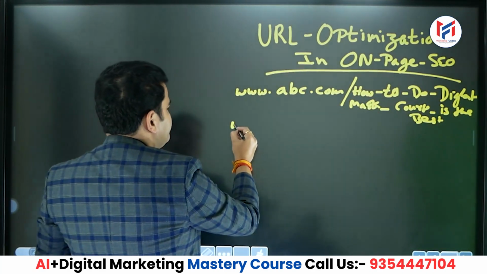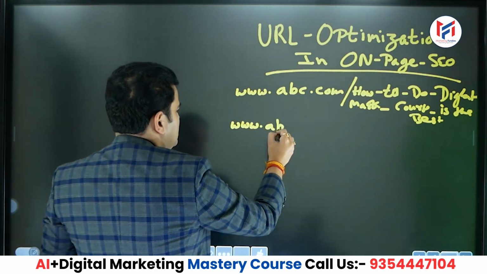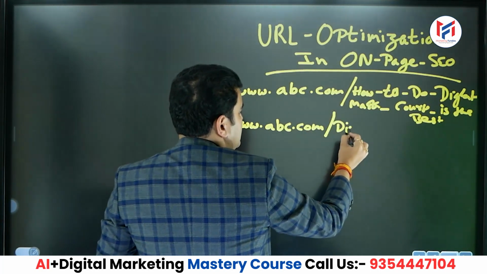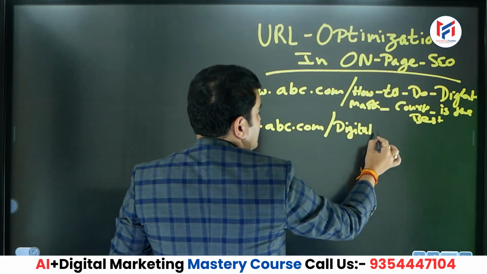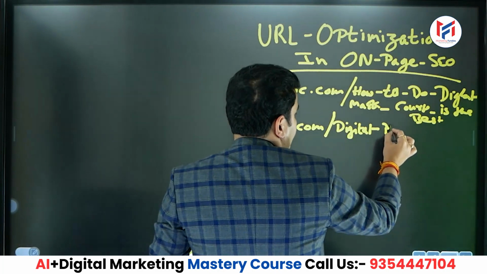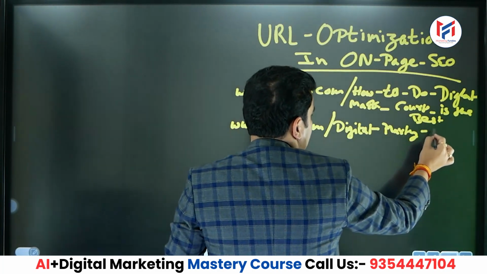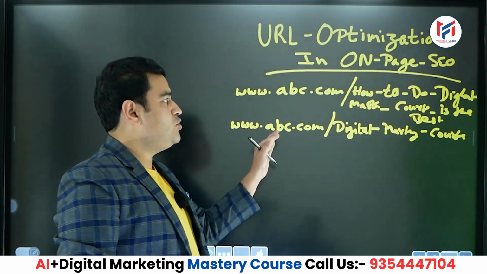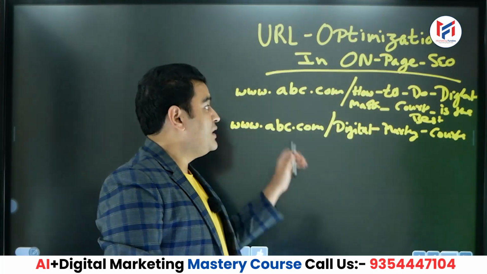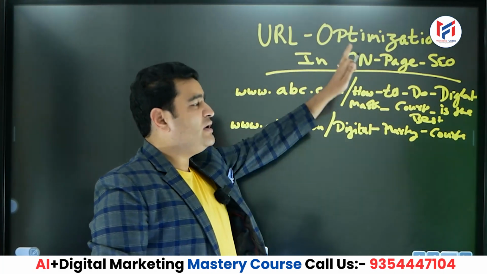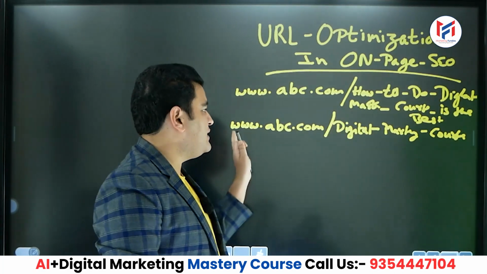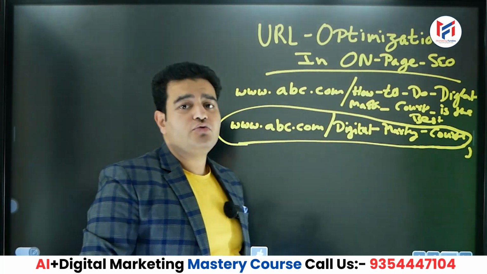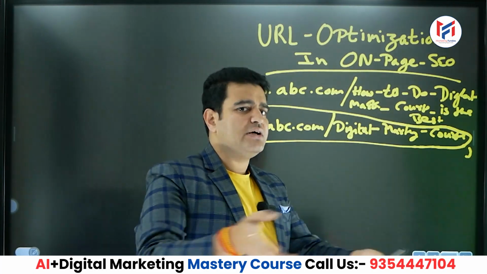See another URL. It's www.abc.com/digital-marketing-course. Now look friends, these two different URLs were created on just one website. So now when we will talk about optimized URLs or SEO friendly URLs, the second one is considered the optimized or the ideal, if we look at it from an SEO point of view, a search engine point of view or user's point of view.